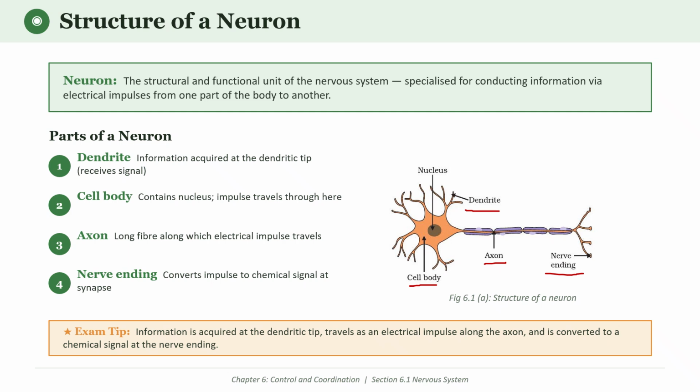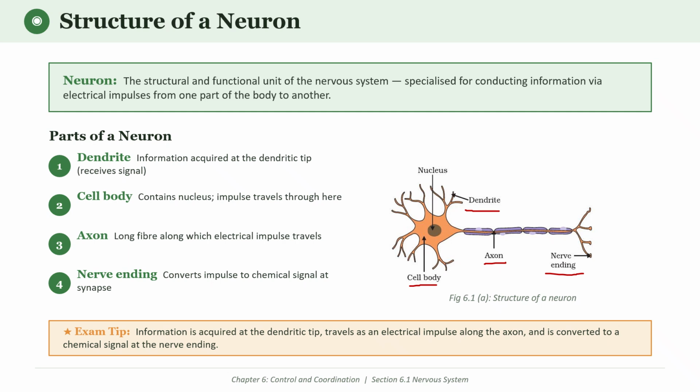Then comes the cell body. It contains the nucleus, and also what it does, it processes the information. Then comes the axon. Axon is nothing but a long fiber along which electrical impulses travel. Actually, it carries the impulses till the nerve ending. And the last part is the nerve ending. What it does, it converts the impulse to the chemical signal at the synapse.